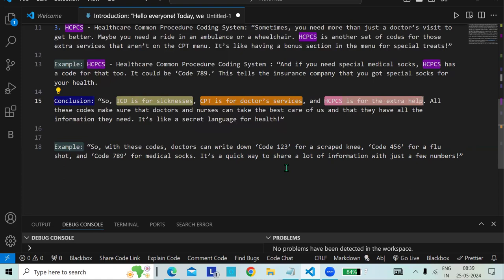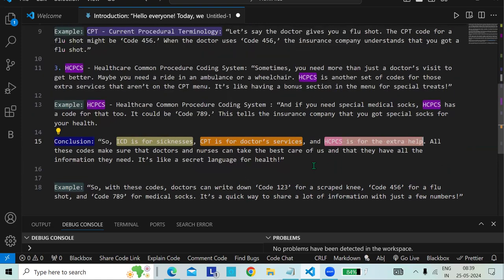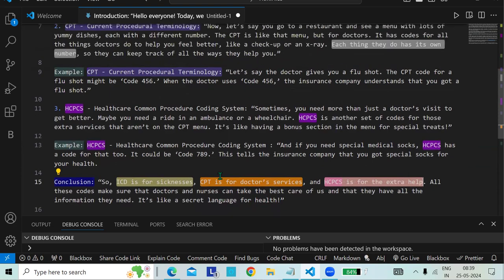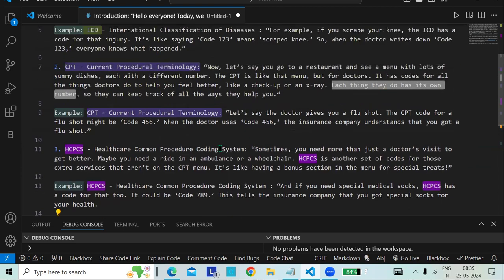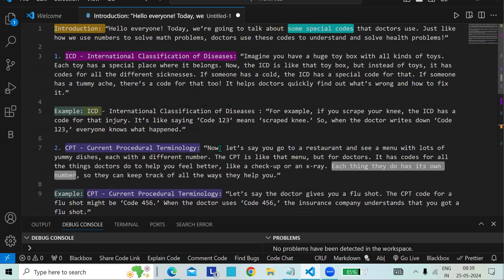These are examples about HCPCS, CPT, and ICD. So I hope you understand what is ICD, CPT, and HCPCS.